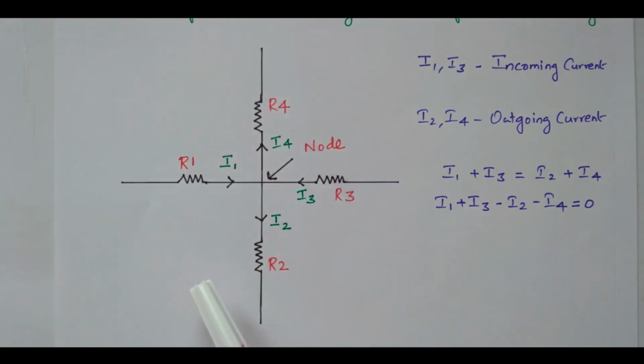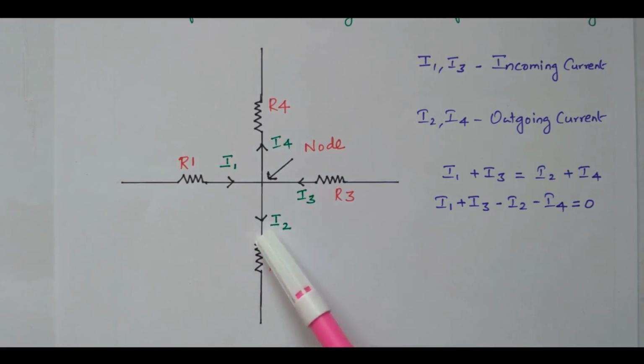4 resistors are available. The current in the first branch is I1, second branch is I2, third branch is I3, fourth branch is I4. Now see that in branch 1 and branch 3, the currents are going towards the node. Currents are flowing towards the node. That is, current is entering the node, I1 and I3. Now see the current flowing through the second branch and fourth branch, I2 and I4. The current is leaving the node, going away from the node.